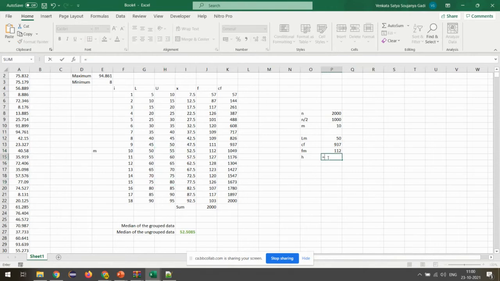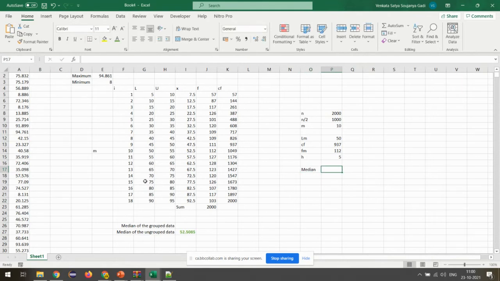Let me do it again. This one minus this one. So H is 5. The class height is the class width, whatever we call it, which is 5. So let us see what the median is.